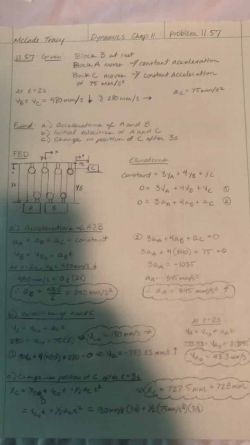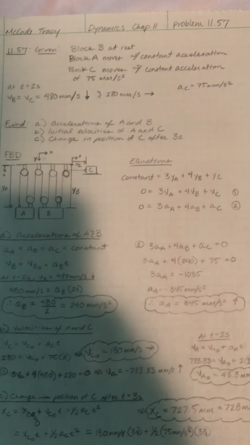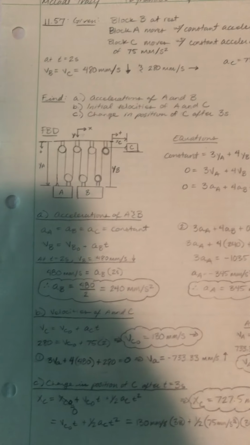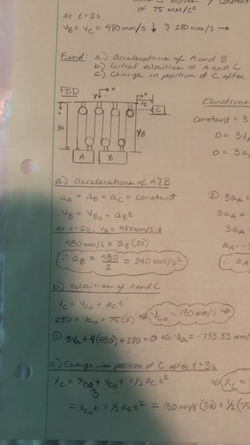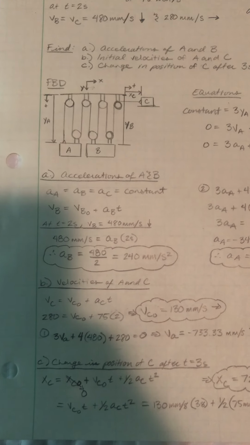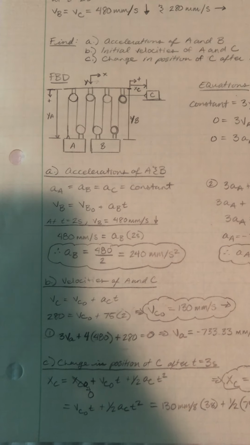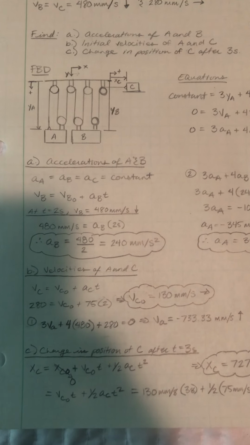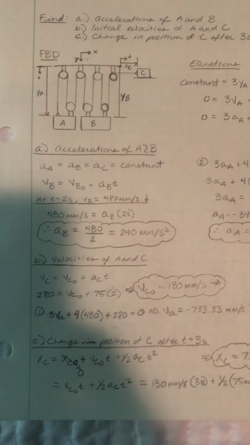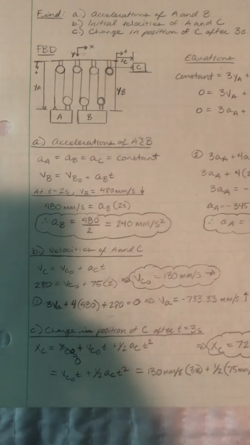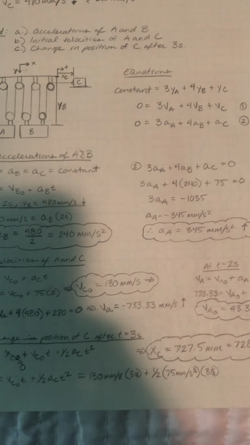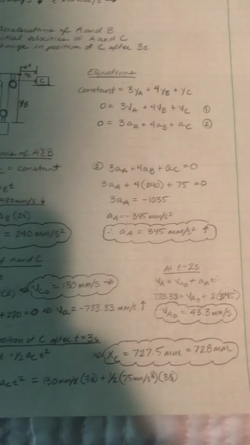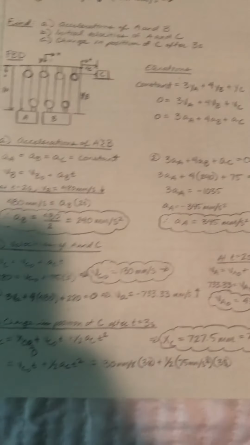And the last question is similar to the pulley system that we did earlier, and we use the same type of approach as we have our constraint equations and our known values. We get the acceleration of B is equal to 240 millimeters per second squared, and the acceleration of A is 345 millimeters per second squared.